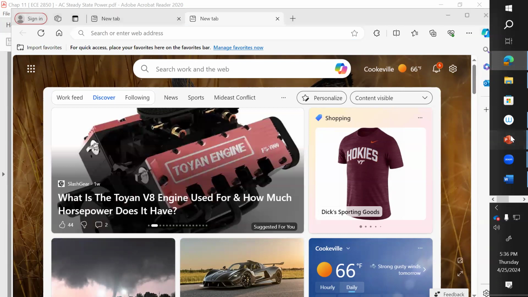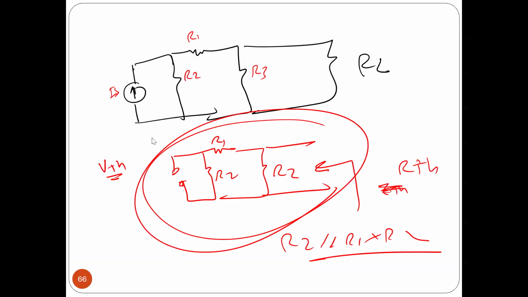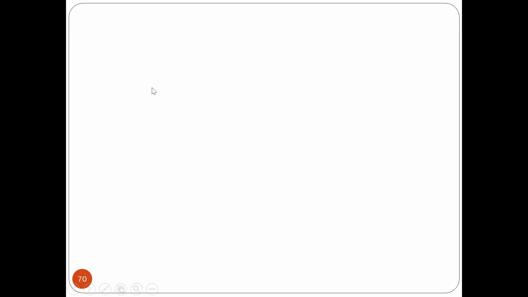Maybe I'm going to give some random numbers, so maybe I'm going to try to solve this. I have to do a calculation.